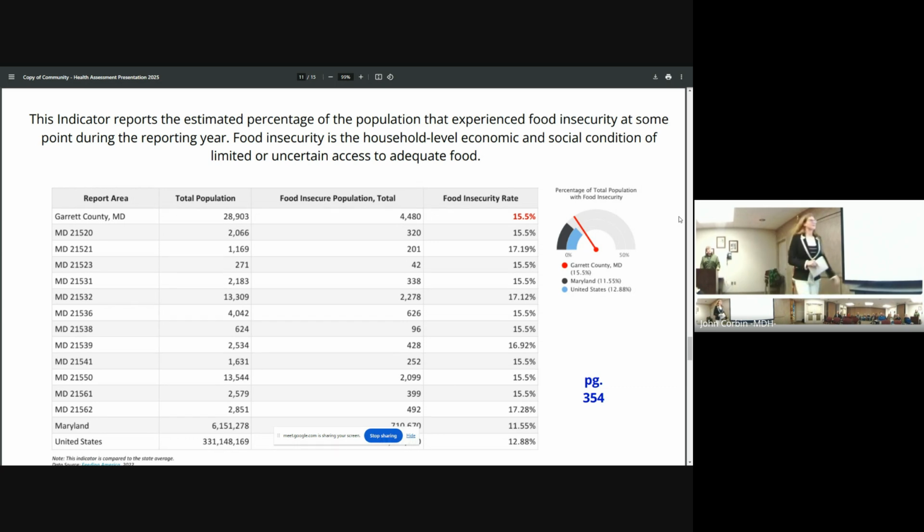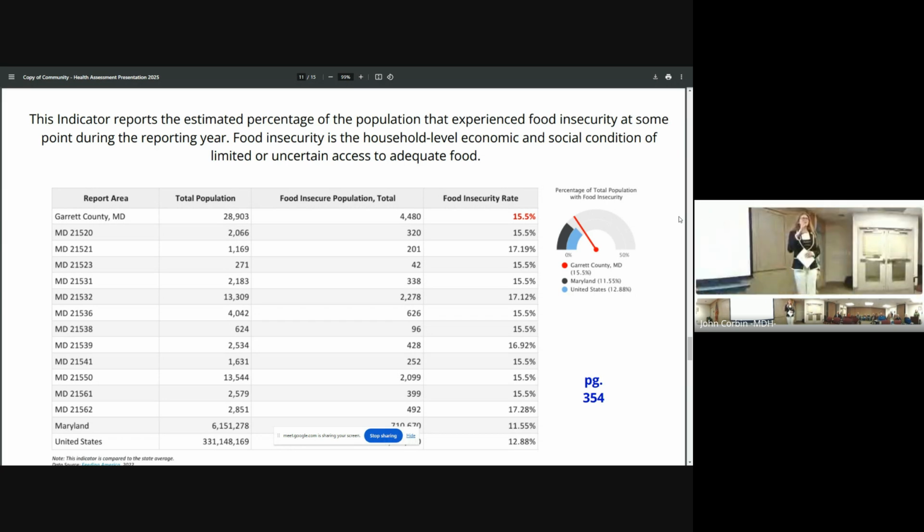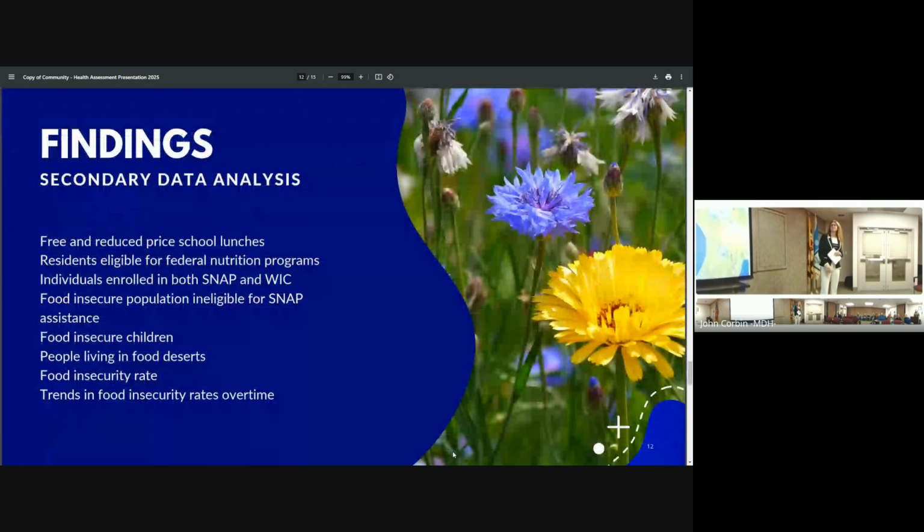One of the most important things that I like is this gauge. It's really helpful. It's just a quick snapshot as you're going through, and you can see that most of the different reports are national, state, and then county, and then of course this one is broken down. So we're going to skip ahead and then come back to this.